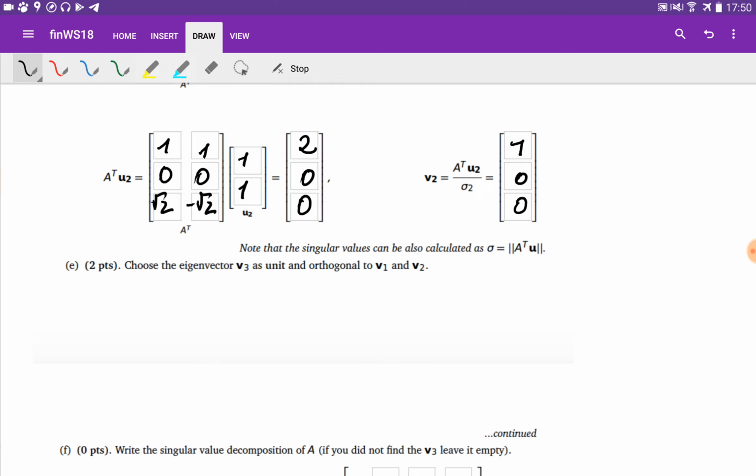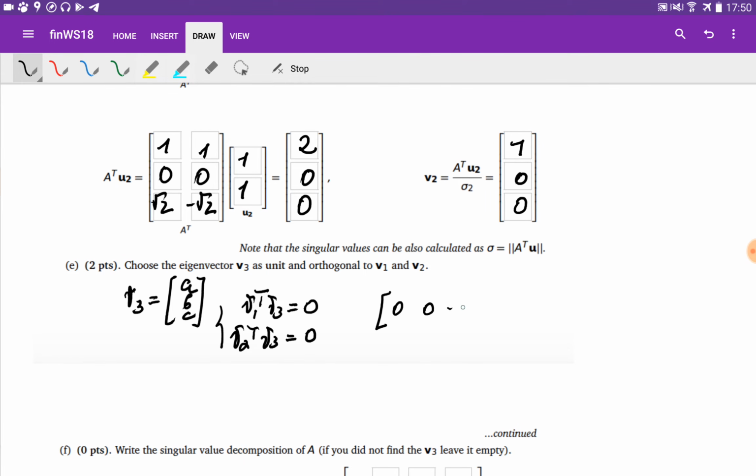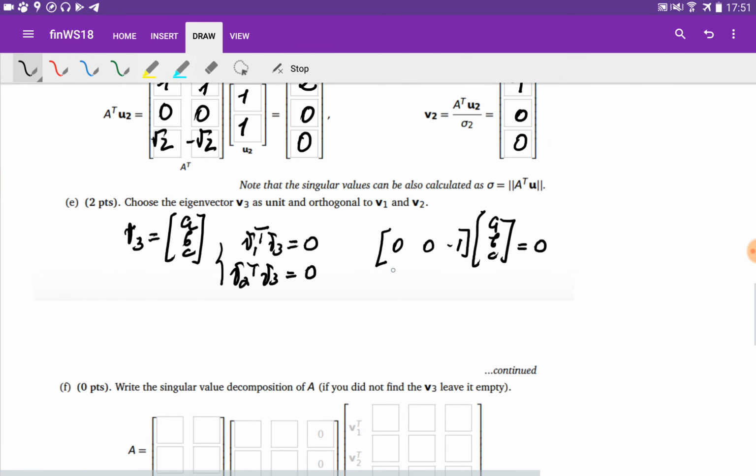It should be a unit vector. So in order to do this, we set v3 to be equal to (a, b, c), where a, b, c are unknowns. We know that v1 transpose times v3 is equal to 0, and v2 transpose times v3 is also equal to 0. v1 is (0, 0, -1) multiplied by (a, b, c), which is equal to 0. v2 transpose is (1, 0, 0) multiplied by (a, b, c), which is also equal to 0.